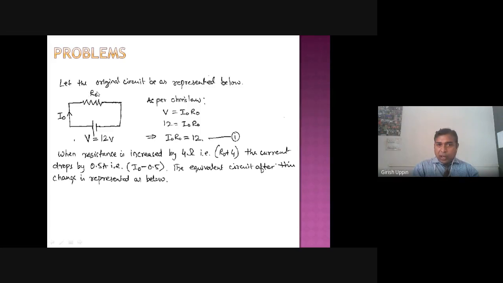Some unknown resistor R naught is connected to 12 volt. The current is not given, so I will say this will result in I naught current. So I apply Ohm's law: V is equal to IR. V is equal to I naught into R naught. That is 12 is equal to I naught R naught. Therefore, I naught R naught is equal to 12. That is the first equation. Everybody followed this?